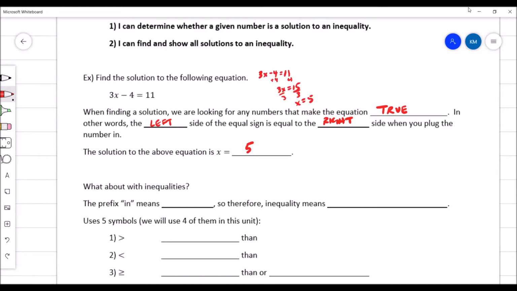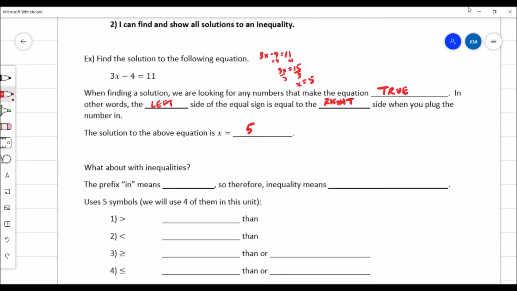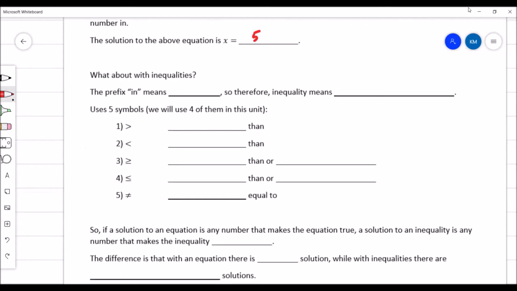Okay, what about inequalities? The prefix in means not. So therefore inequality means not equal. When we look at these symbols, make sure that you understand what they mean so that you don't have to say the caret to the right or the pointy thing to the left.